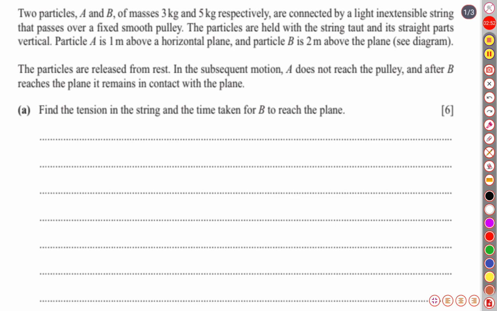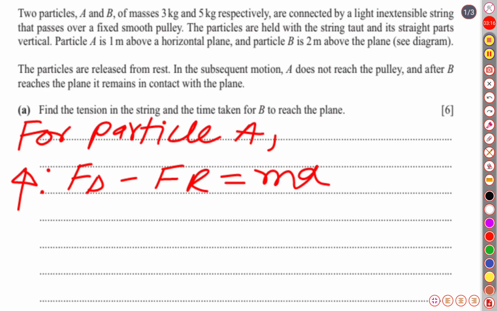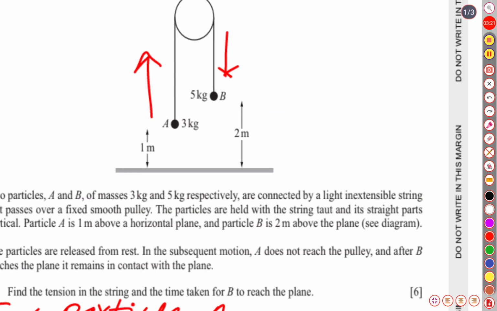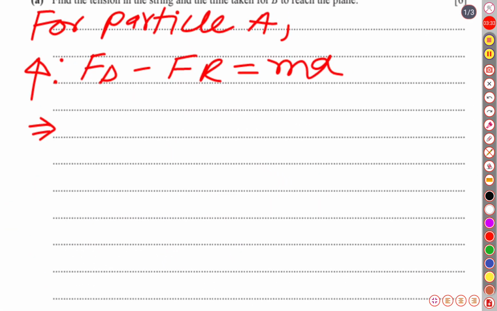For particle A, we have already decided that particle A will move up. So the concept we are going to apply is driving force minus resistance force is equal to mass into acceleration. Well, let us find out the driving force which is causing the particle A to move up. It is nothing but the tension in the string. Actually, tension is moving particle A up. So driving force is T, tension T.